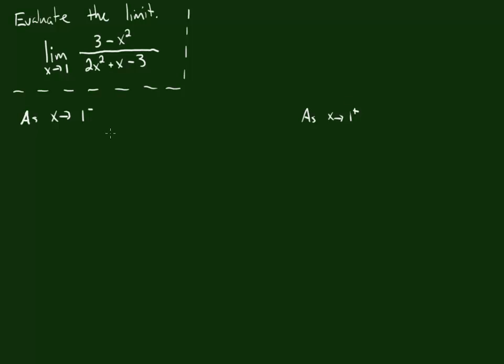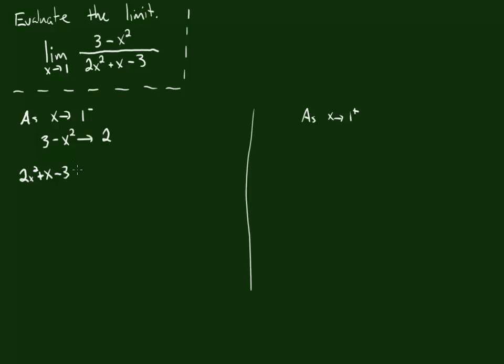Alright, so from the left, as x approaches 1, let's go ahead and separate these two. As x approaches 1 from the left-hand side, we know exactly what happens to 3 minus x squared. It's just going to approach 2. So great, we know what we need to know about that. We also need to know what happens to this 2x squared plus x minus 3.